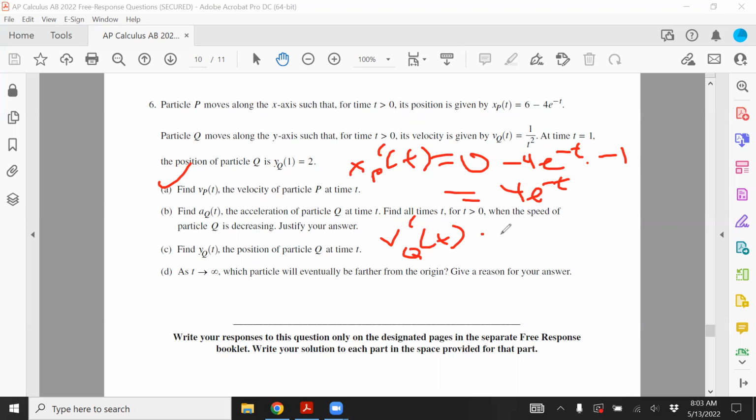So you got to do that. And that's 1 over t squared. You can think it's t^(-2) right now. So it'll be -2t^(-3), which is -2 over t cubed, of course. And they're asking if the speed is decreasing.